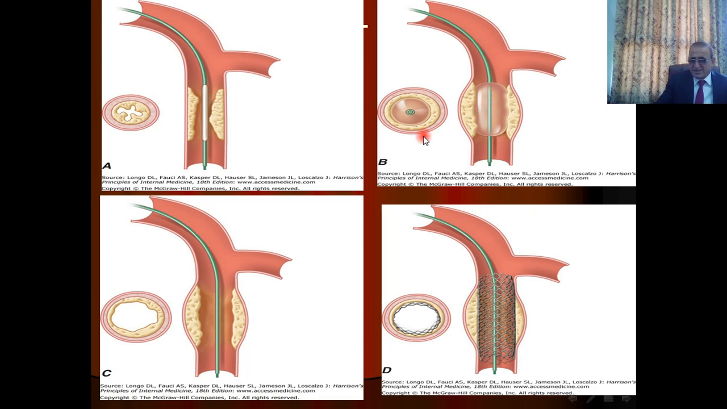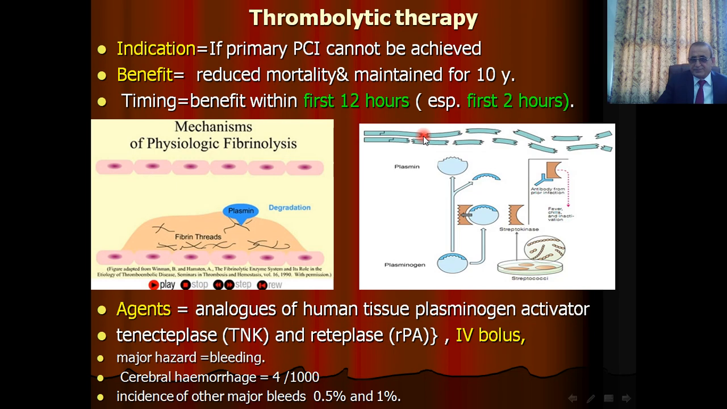If angioplasty is not feasible, you cannot do it, or the hospital is away from the patient, then try to dissolve the thrombus. This is called thrombolytic therapy, medical, by drugs. It will reduce mortality and maintain that for 10 years. Again, in the first 12 hours, most beneficial, especially in the first 2 hours. Actually, after 12 hours, it is of no benefit because already you have necrosed muscle.